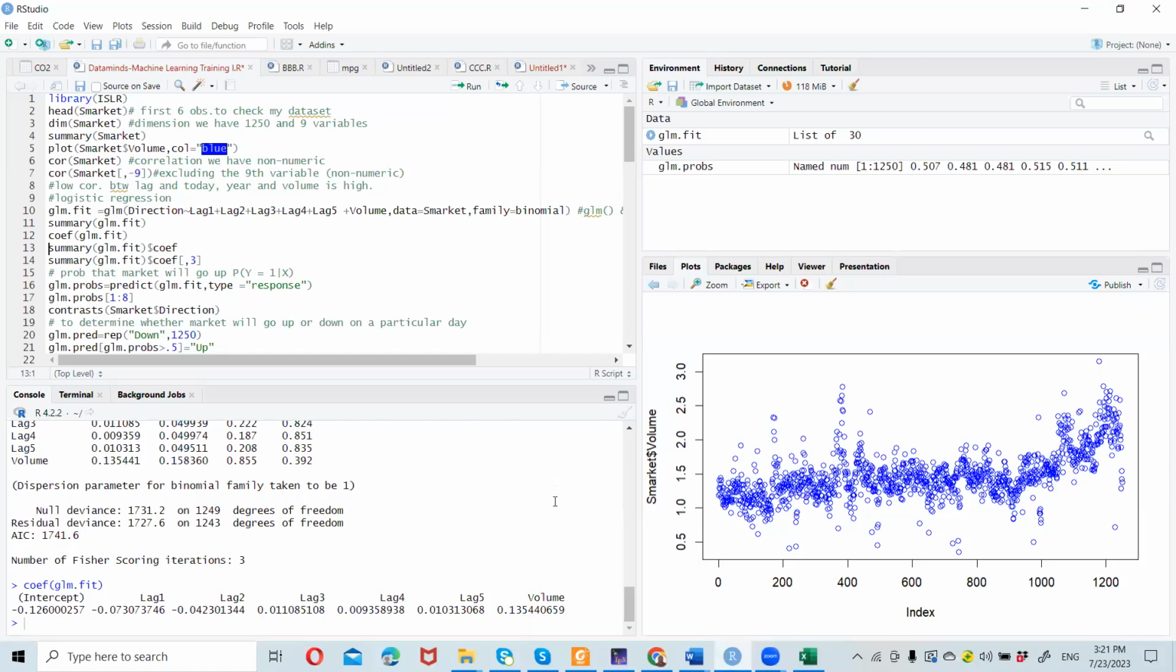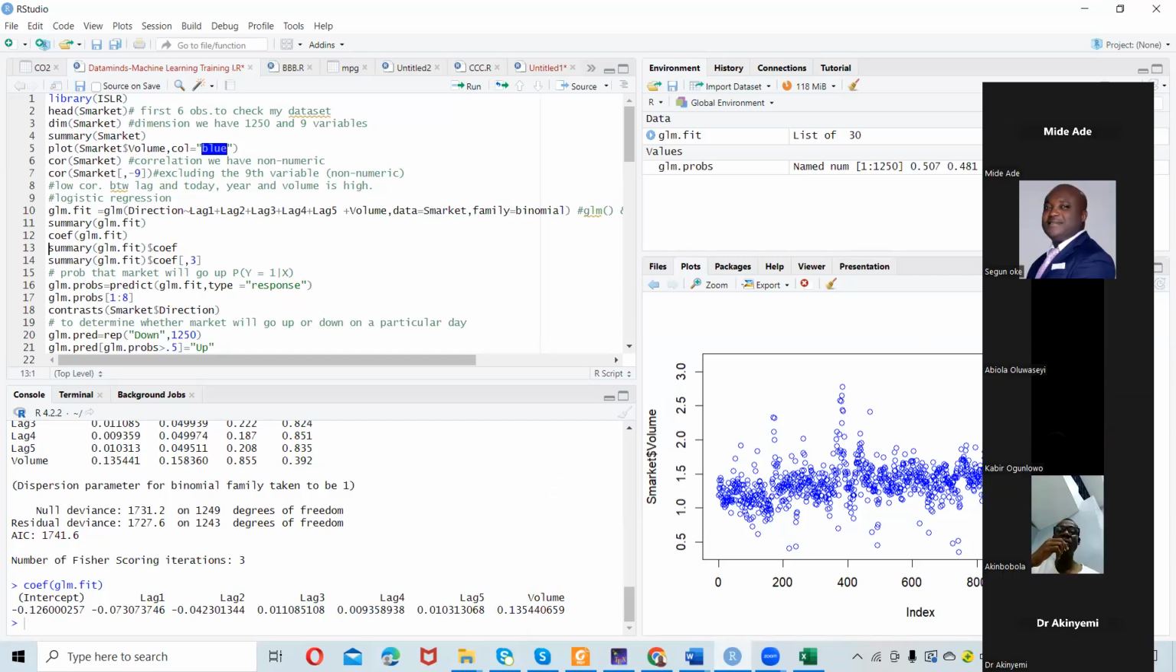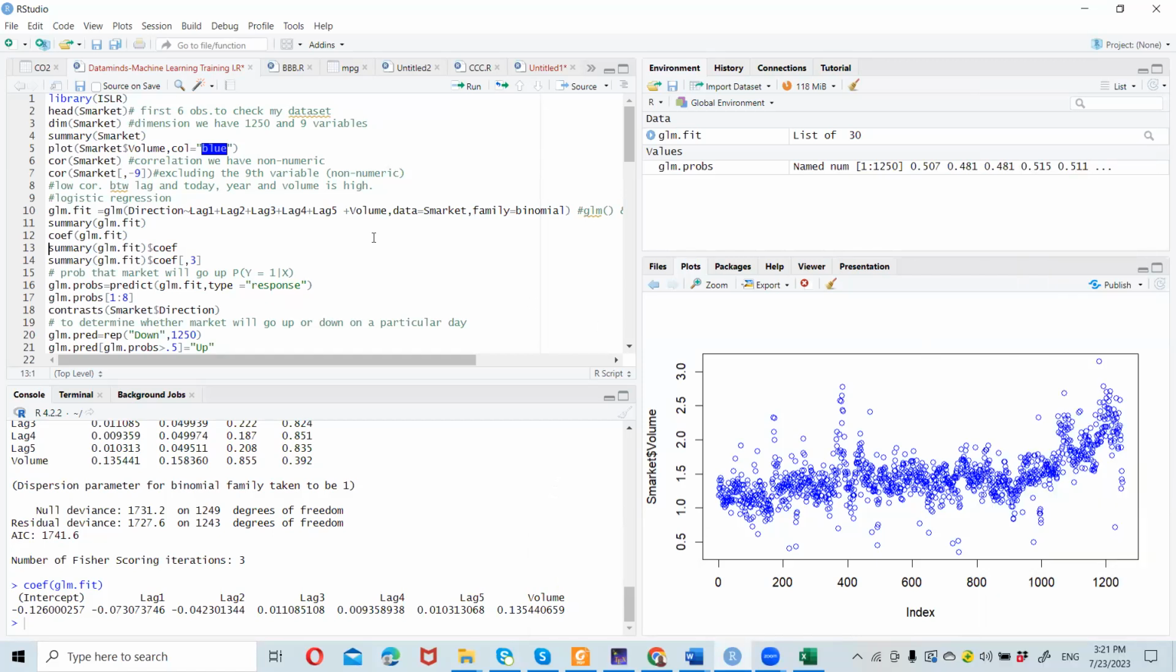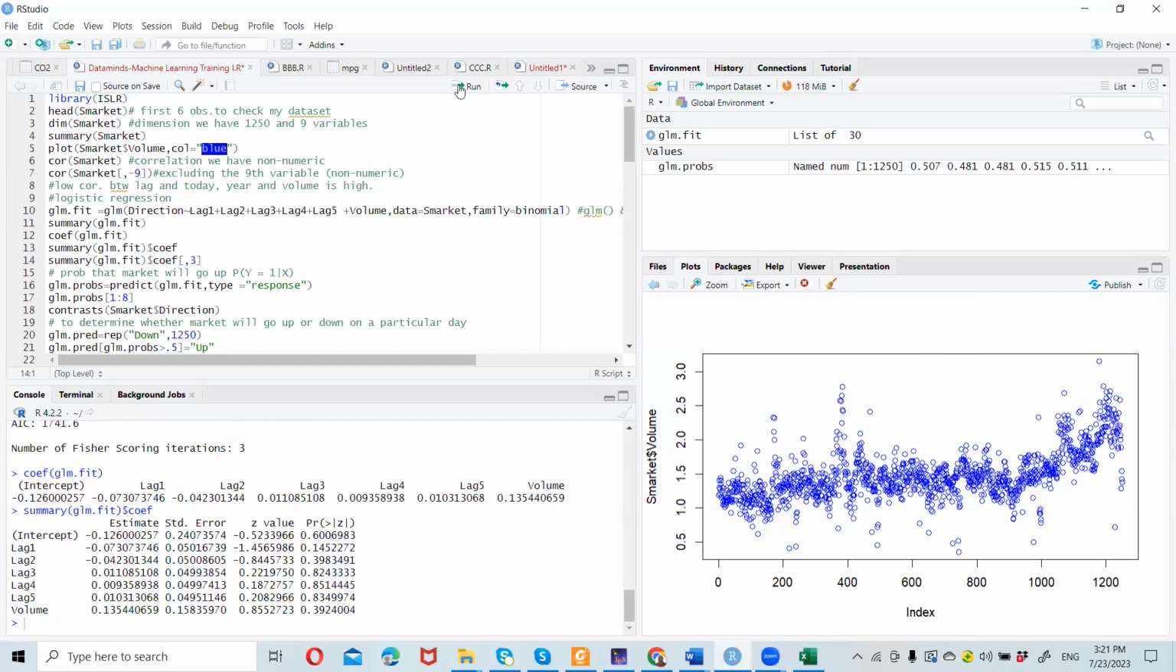Good. I think I'm back online now. Okay. Oh, the thing has disappeared again. It's just disappearing and appearing. Okay. Now you have gotten the coefficient. Now the next line is the summary of coefficients. Yes. This is the summary of coefficients. Okay.